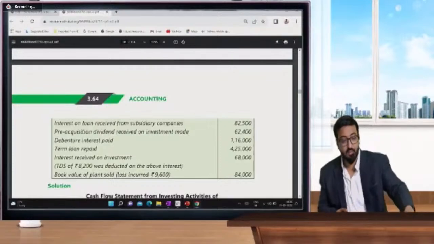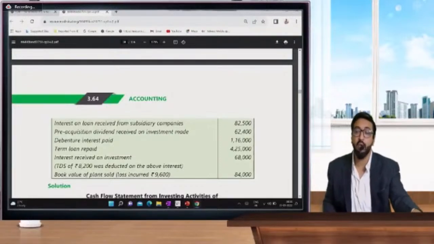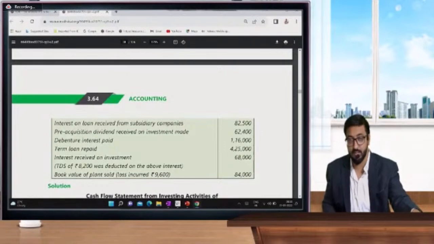Yes, so at least you are now aware about all these activities. So first activity, yes Pratham, what is the first activity in cash flow? How many activities are there? Operating activity, investing activity and financing activity. So there are 3 activities.